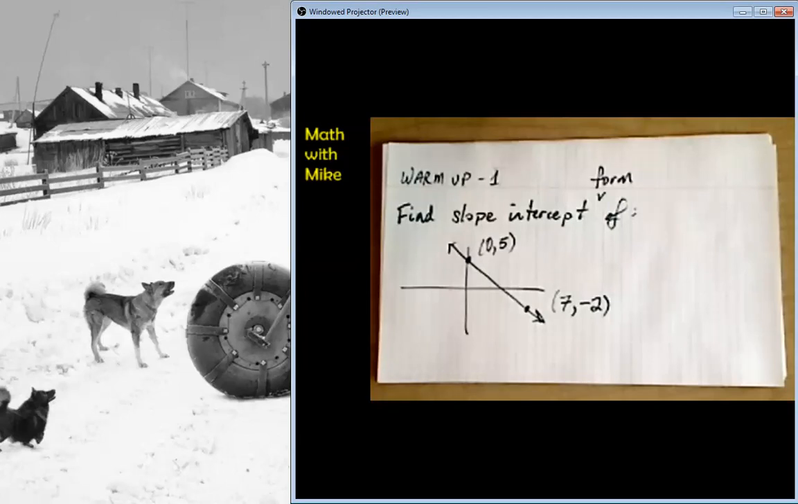Yeah. So can someone help me out while we all warm this up? What is the slope intercept form of a line? What does it look like?